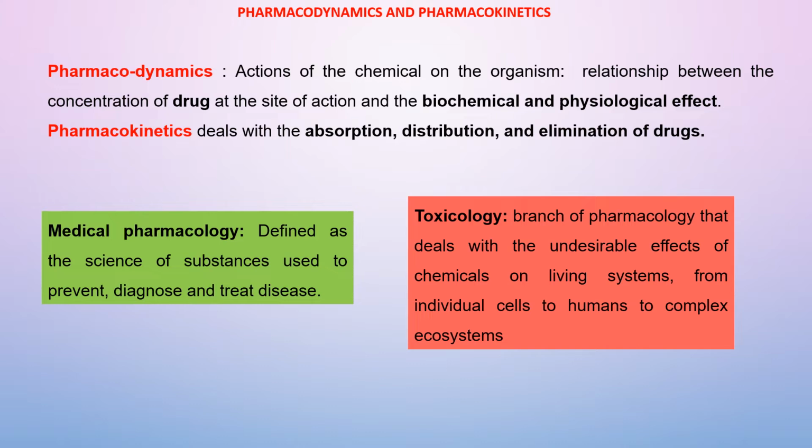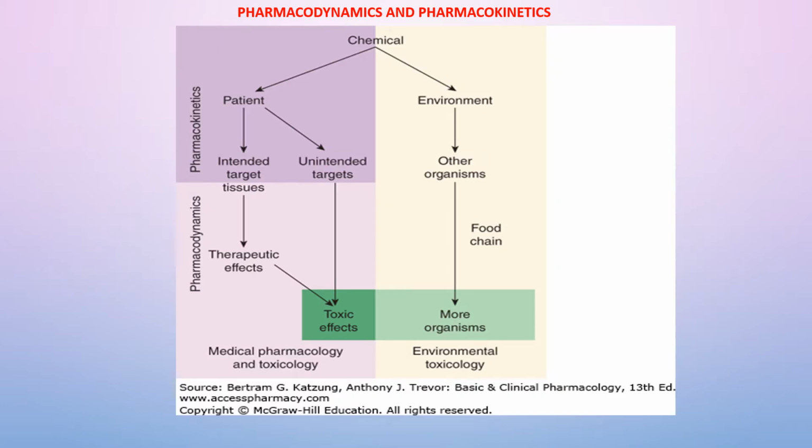The study or branch of pharmacology that deals with as to how the substance or chemical is used to prevent, treat, or diagnose the disease is called medical pharmacology. While the branch of pharmacology that deals with the undesirable or adverse effect of chemicals on living system is called toxicology. The figure here illustrates the two major areas of pharmacology, medical and toxicology.